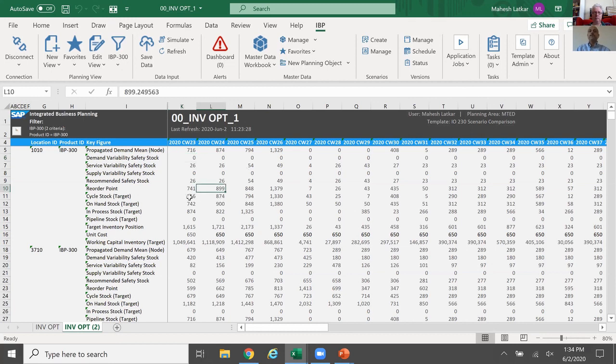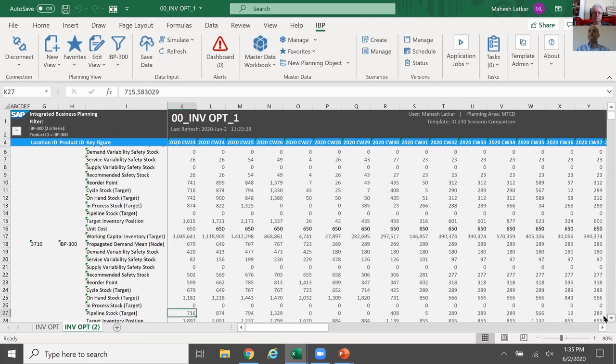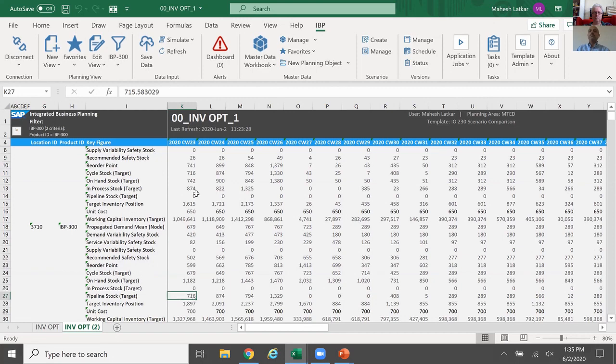And then you have different types of stocks like cycle stock targets, on-hand stock target, and target in-process stock. Since this is a manufacturing site, that's why you see your in-process stock in this key figure. But you will not see this in-process at DC because there is no manufacturing there. And one thing to observe here, the cycle stock for this finished product at a manufacturing location turns into your pipeline stock at DCs because that's where you're receiving these finished goods from the manufacturing plant, since you're producing it internally.